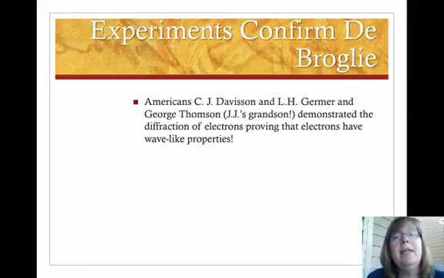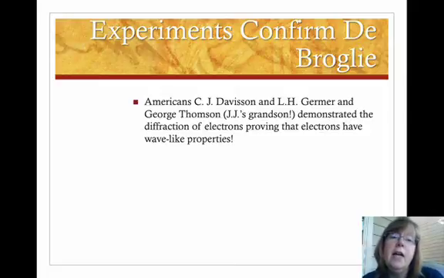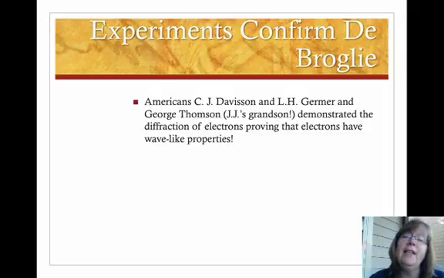So there were experiments done that confirmed DeBroglie's hypothesis and his equations. And Americans, Davisson and Germer, along with a guy named George Thomson, yes, a relative of JJ, it was JJ's son, demonstrated that electrons could show a diffraction pattern, and so that was proving that electrons do indeed have wave-like properties.